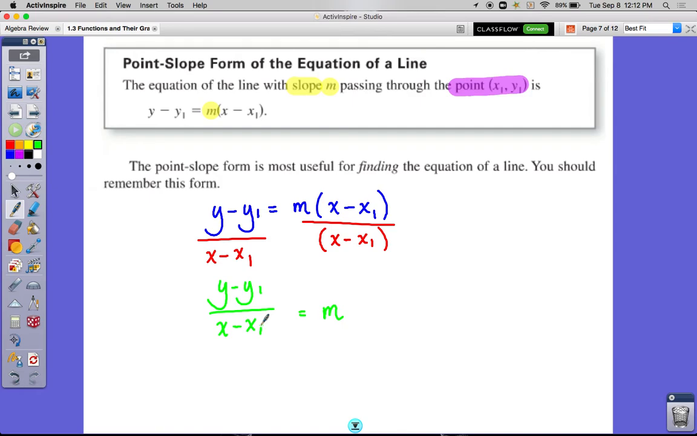But in a different form, more useful to us, if we have a slope and we have a point, we can use this form right here: y minus y1 equals m parentheses x minus x1. That is not one that you have to memorize, but it's probably a good idea to commit that one and store that in your bank.